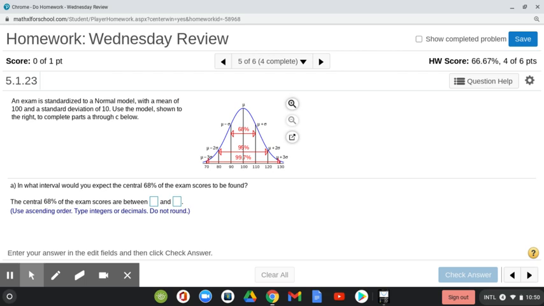Okay, on this one, it says, what interval would you expect the central 68% of the exam scores to be found? So the smallest area is 68, the next one's 95, and then the largest one's 99.7. So be careful about the arrows. I could ask you about any of these percents. So 68 is going to be between 90 and 110.